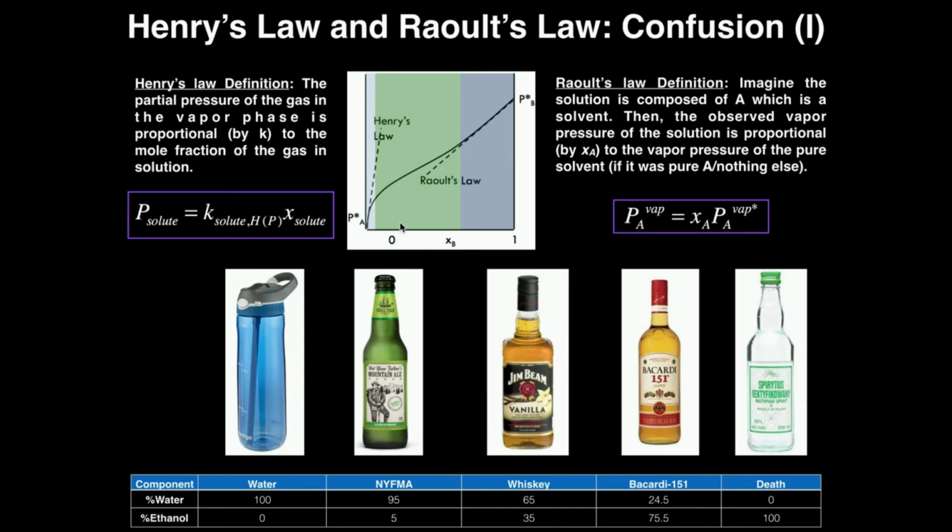Now we're somewhere over here on the curve. We're somewhere in the middle. We're increasing the amount of ethanol. Now we're deviating from ideal behavior because we're no longer following Henry's law. We're now in this region. We're now definitely in real solution behavior.